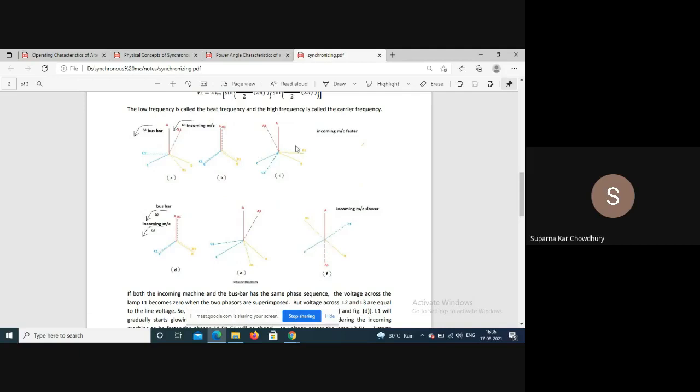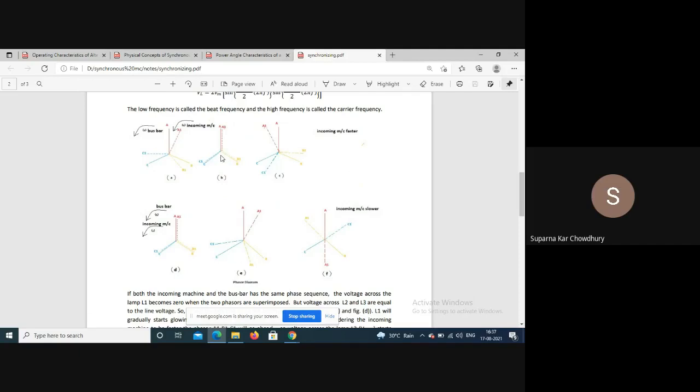the sequence of rotation becoming dark and bright, that direction is different if the incoming machine is faster and if the incoming machine is slower. So we can see that there is always one dark lamp and two bright, but this brightness is rotating at a very slow speed, then we can conclude that the sequence is same. There is a very slight frequency difference between the incoming machine and the bus bar.